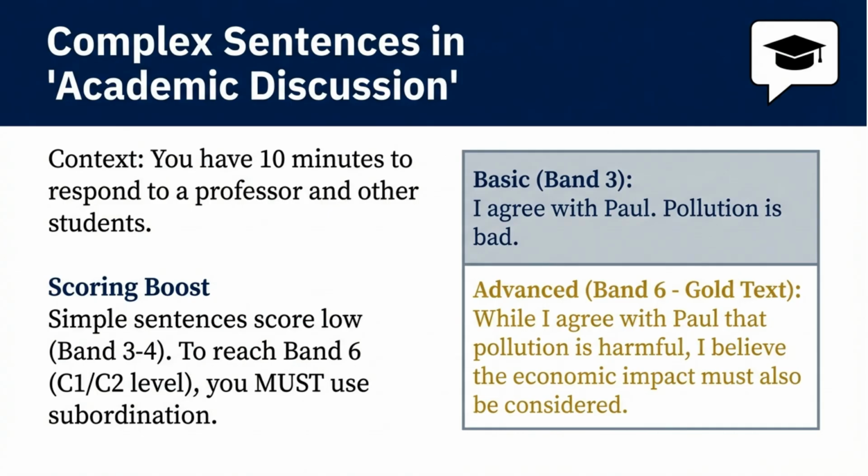In the academic discussion, grammar determines your ceiling. If you write simple sentences like, I agree with Paul, or pollution is bad, you are stuck at band 3 or 4. To hit the band 6 target, you must use subordination. You should write, while I agree with Paul that pollution is harmful, I believe the economic cost is too high. That while clause buys you the higher score.